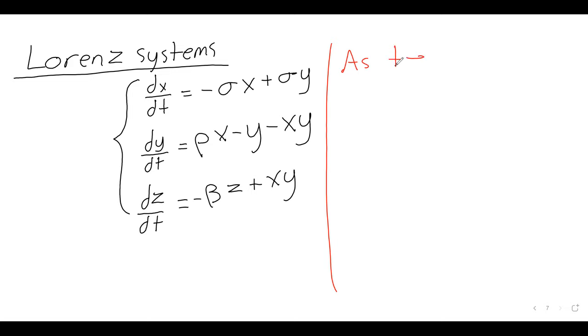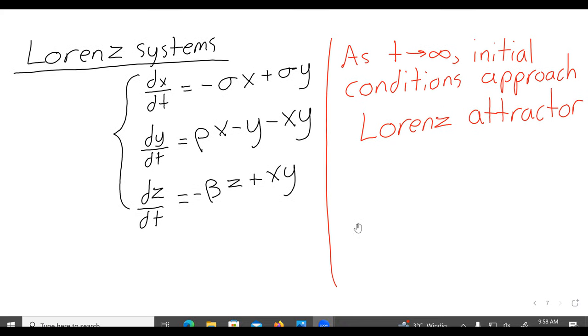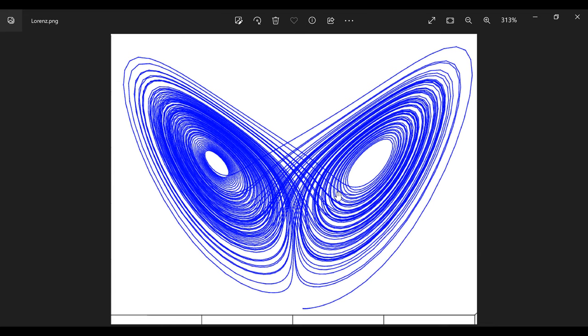Well, as t goes to infinity, initial conditions do approach something, but it's not an orbit, and it's not a fixed point. It's some kind of indescribable shape that now also shares Lorenz's name. It's called the Lorenz attractor. And let's look. Here's a trajectory of this system of differential equations.